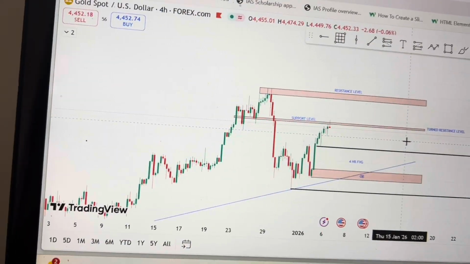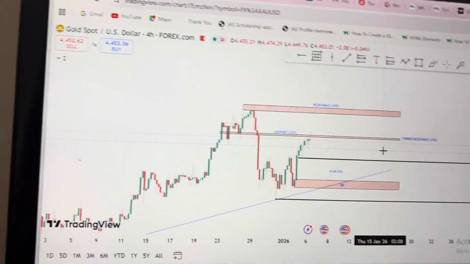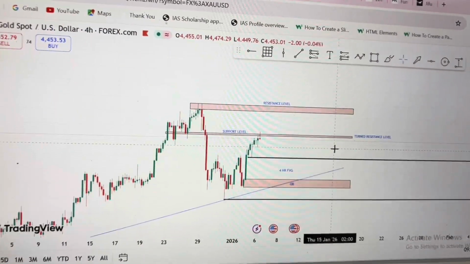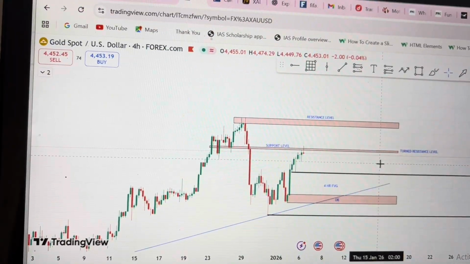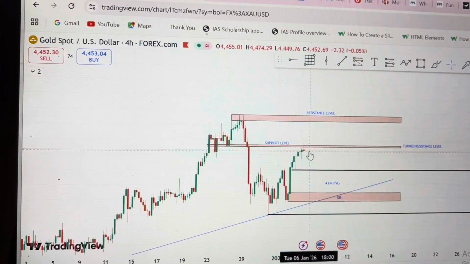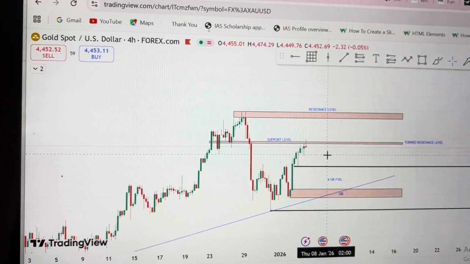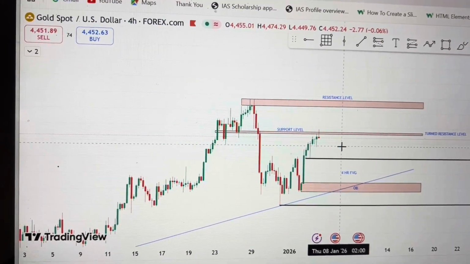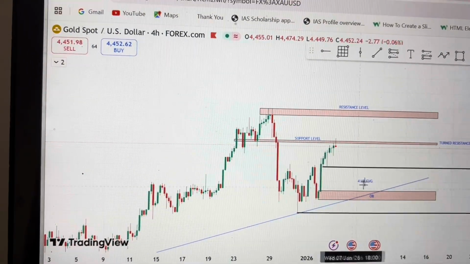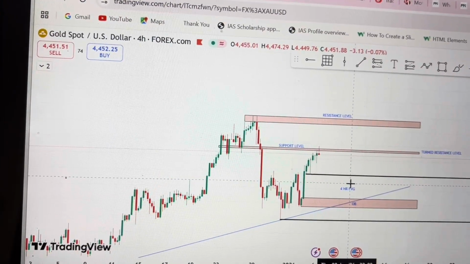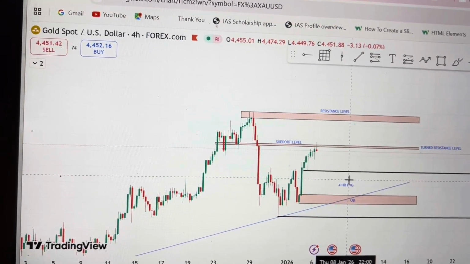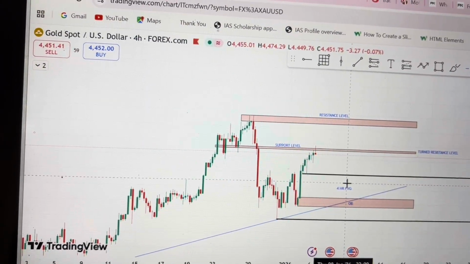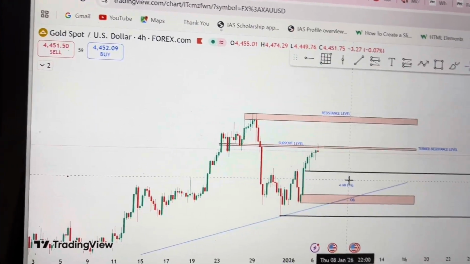So far I've not yet confirmed my daily buyers. As you can see, the price is in an uptrend. However, right now it feels like it is in a consolidation. It's not giving any direction. Not until it breaks some of the major key points will we be able to note where we are going to trade today, the 5th of January 2026.